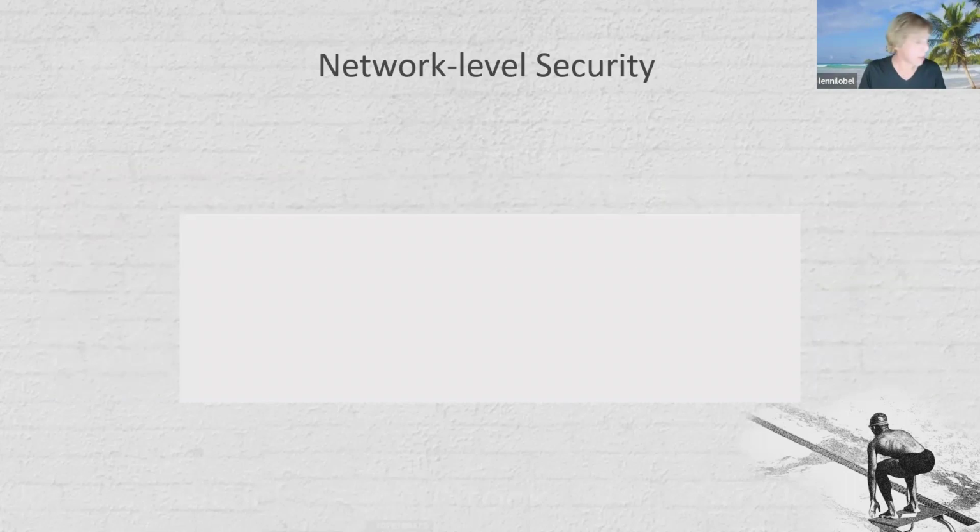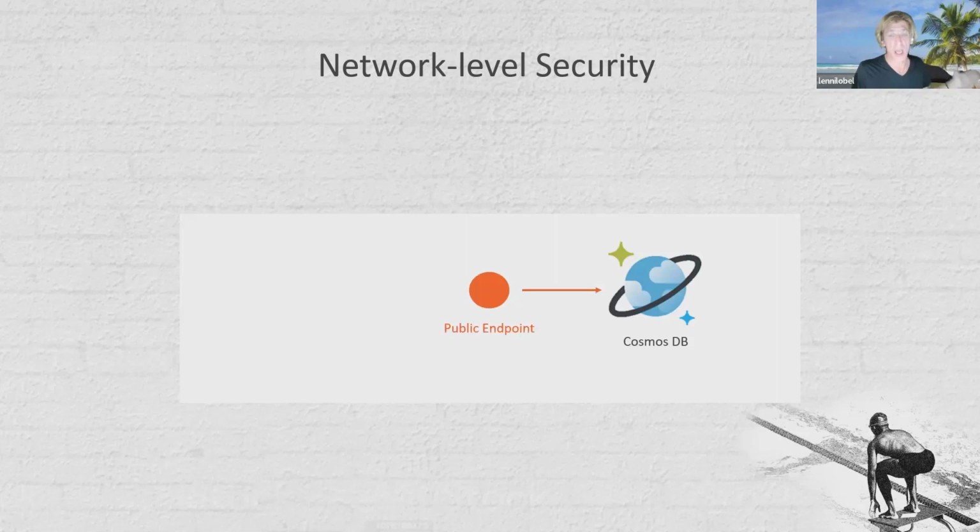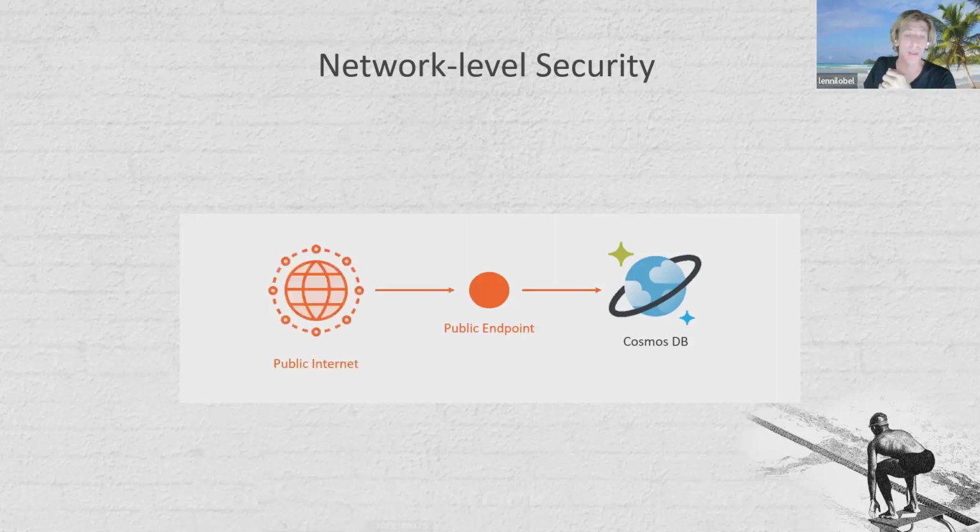So let's start with network level security. There's a couple of ways that this can be done. Cosmos DB is of course a public service, and so it has a public endpoint, and it is therefore accessible from anywhere on the public internet. And that's really great and convenient when you're getting started, right? If you're just getting started with Cosmos DB and you're doing your development, you can access it from anywhere and everywhere on the internet. And that's wonderful.